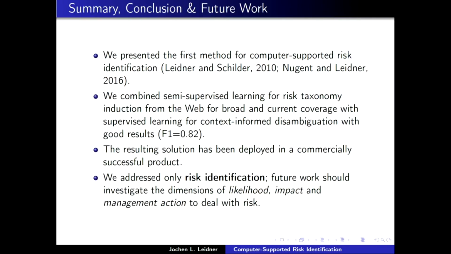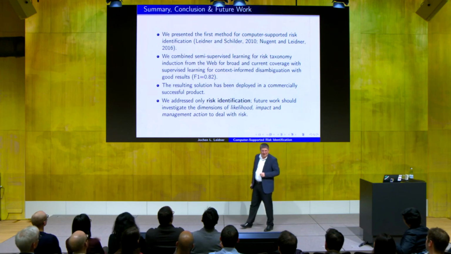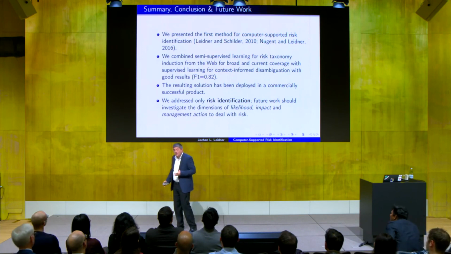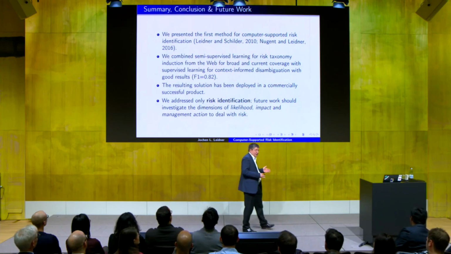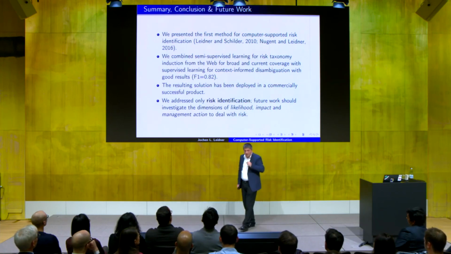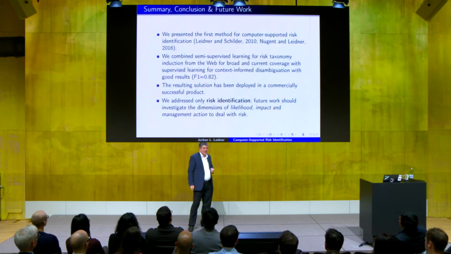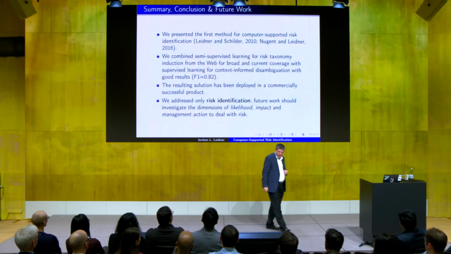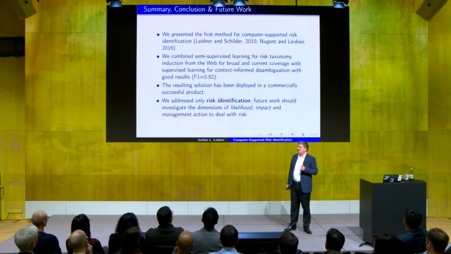So in summary, we presented the first method for computer-supported risk identification, which prior to this work, as far as we know, was entirely manual. We combined semi-supervised learning to learn a taxonomy of risk types with framing the classification problem as relationship extraction using an SVM with a tree kernel. The resulting F-score of roughly 82% is satisfactory, and the resulting solution after further work has been deployed in a commercially successful product. So in this talk, we addressed only risk identification.